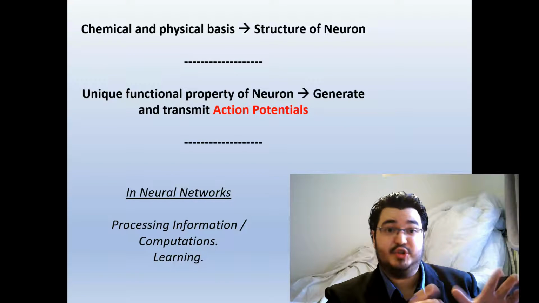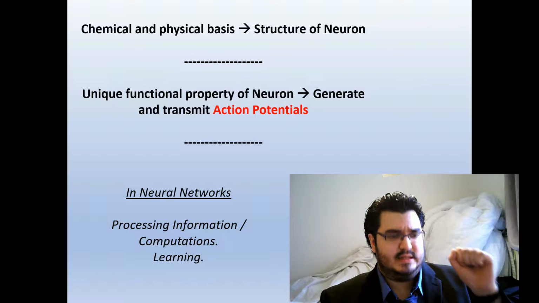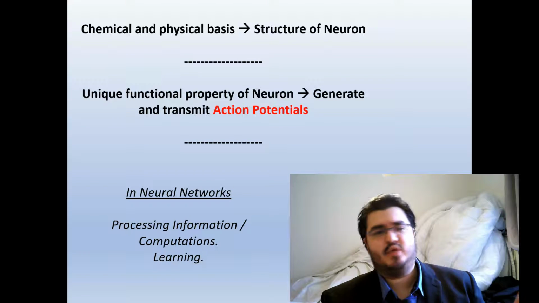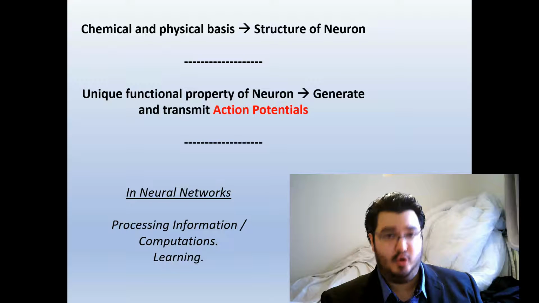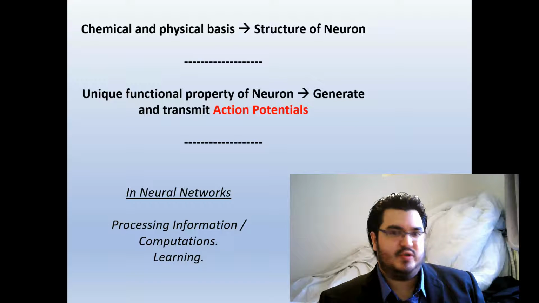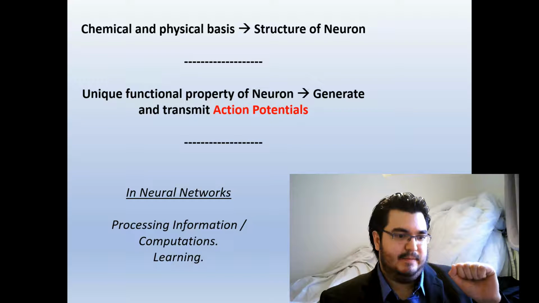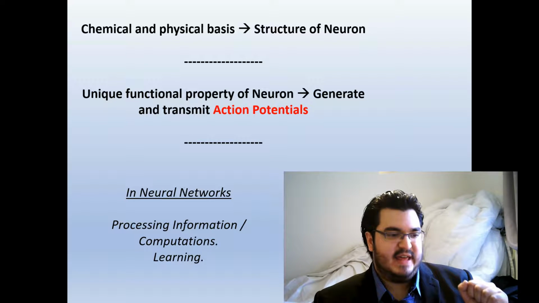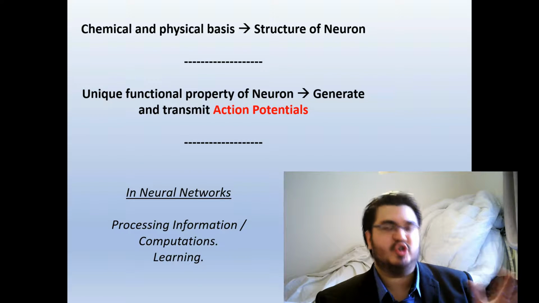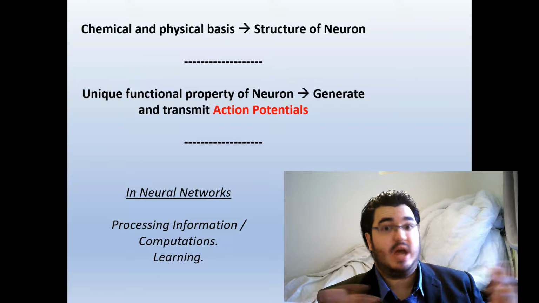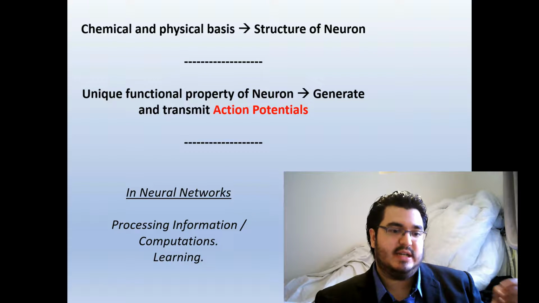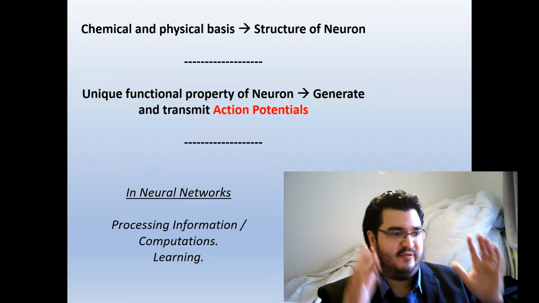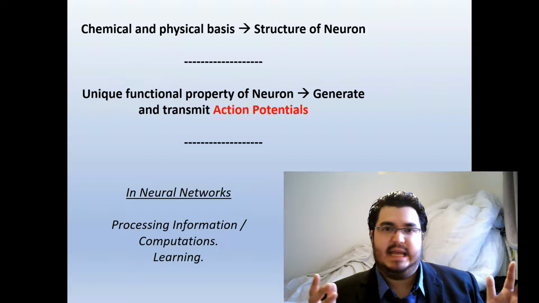This is what I want you to get out of this video. These are the main points. The chemical and physical basis of cells, of neurons, leads to the structure of neurons, and also the function. Based on the molecular basis of cells and the chemistry of neurons that we've just described, the neurons have a unique functional property that no other type of cell has. They can generate and transmit action potentials. That is a fundamental principle in neuroscience.